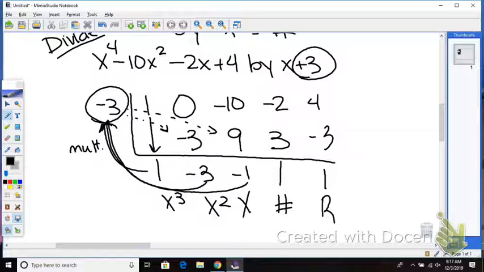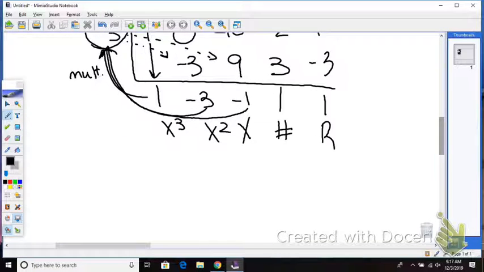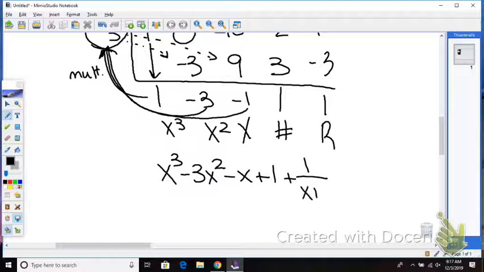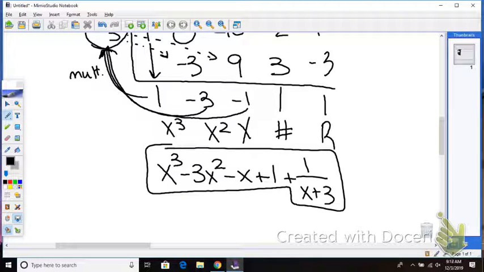So when we go to write the answer, these are my coefficients that go with these variables that I have. So 1x to the third is just x to the third, minus 3x squared, minus x, plus 1 divided by x plus 3, because that's what we divided by. Is this the same answer that we had for our bell ringer? So it works both ways for that one because we're dividing by an x plus a number.